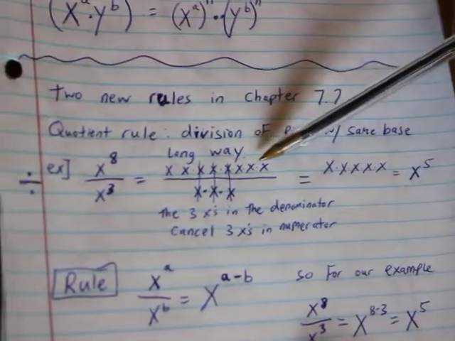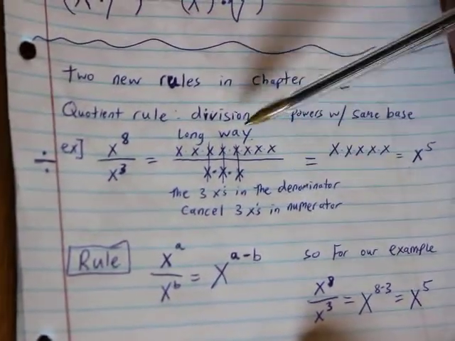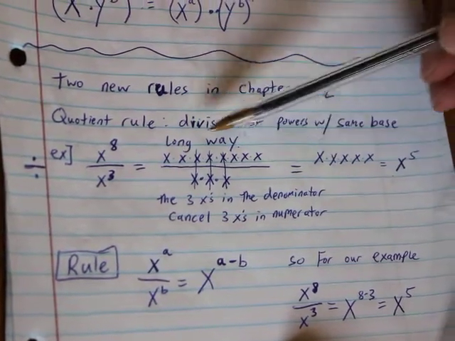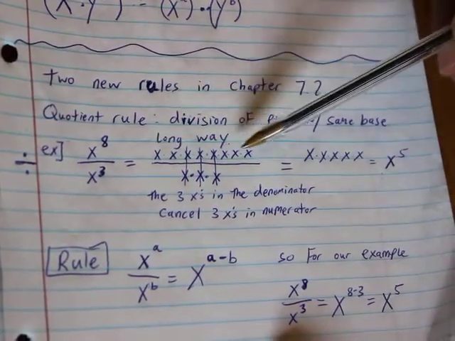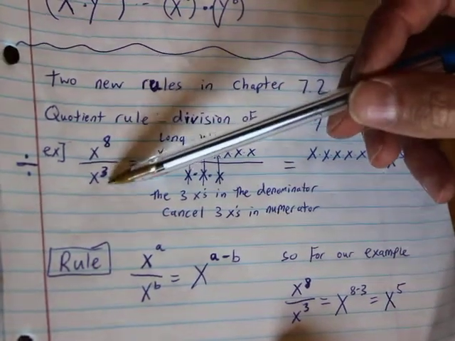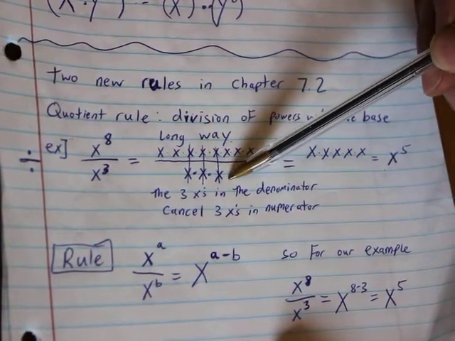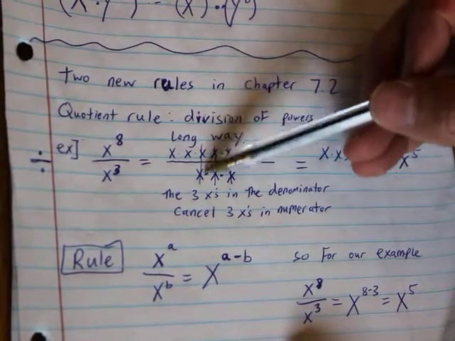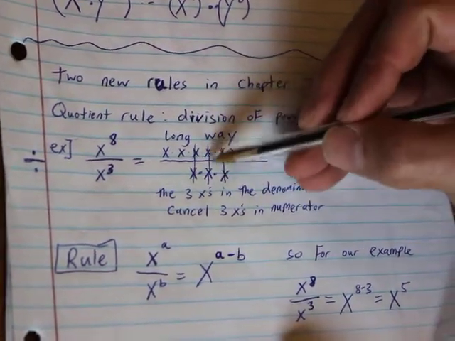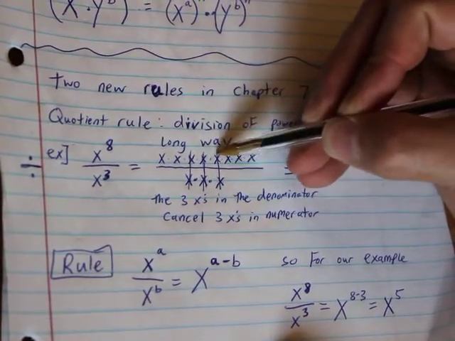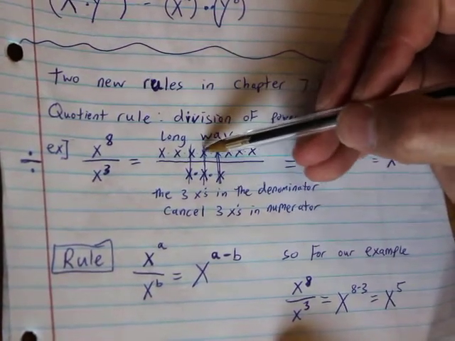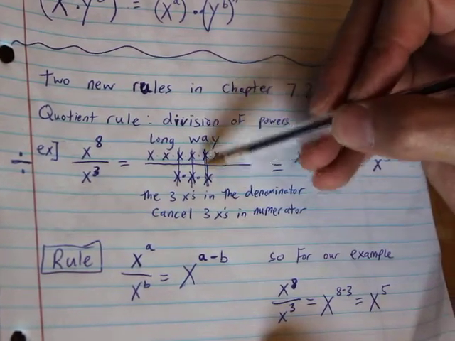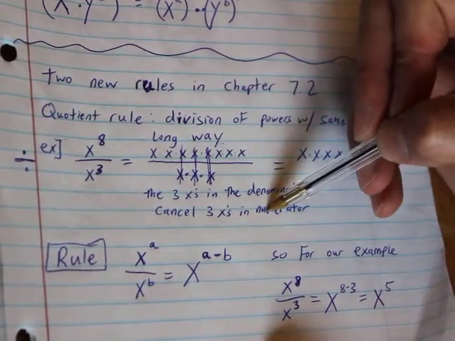So the long way of doing it, which I do not want you to do, but I'm just showing you how it works, is you expand it out. So you would have x times itself 8 times, and then you would have x times itself 3 times. And every x over x is 1, because x over x is 1, x over x is 1, x over x is 1. So 3 of the x's in the denominator are canceling with 3 of the x's in the numerator.